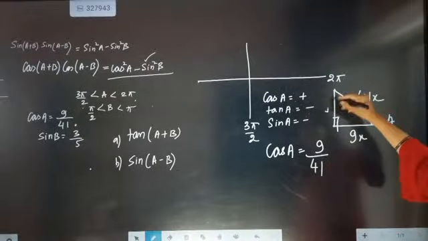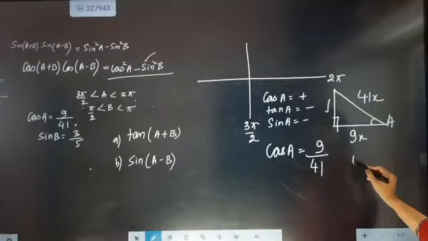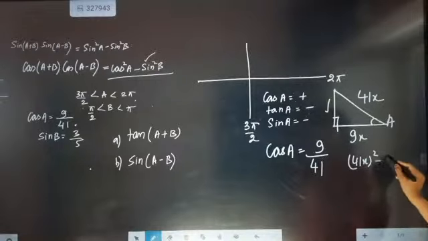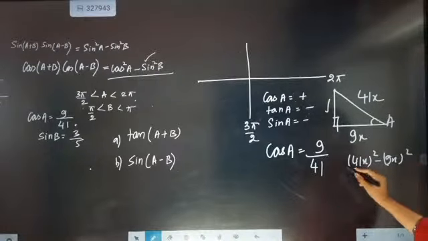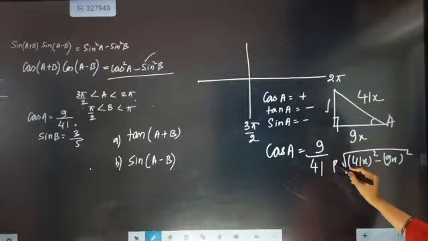Now we have to find this side. So this side will become what? Square root of 41x whole square minus 9x whole square. So this will become the perpendicular for you.